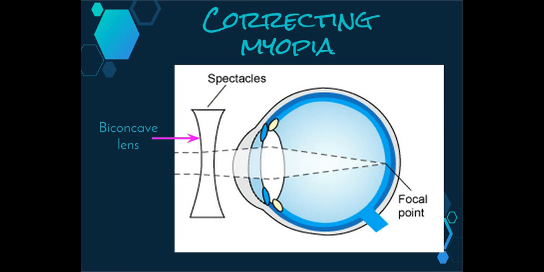These lenses bend the light rays outwards, causing them to diverge before they reach the eye. This helps to extend the focal length of the light rays, allowing a focused image to fall on the retina instead of in front of it when a distant object is being viewed.